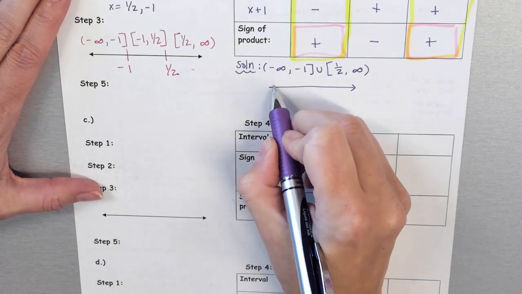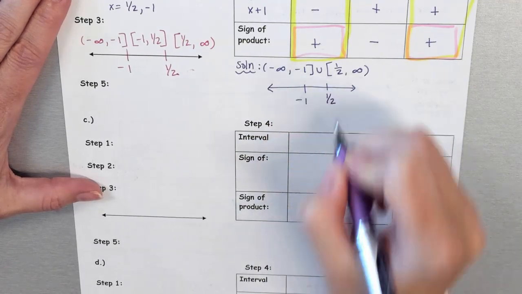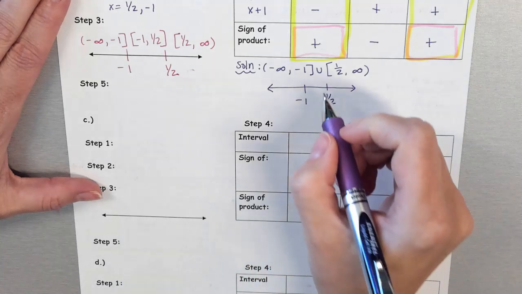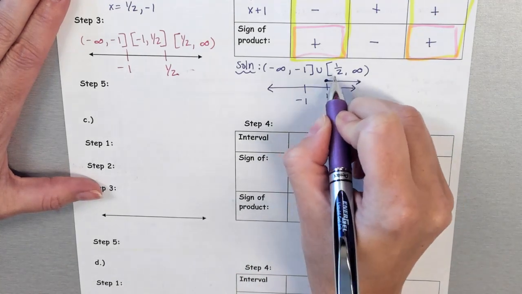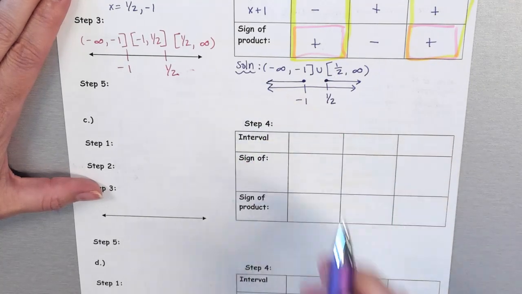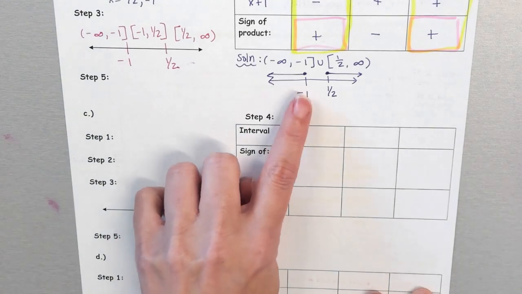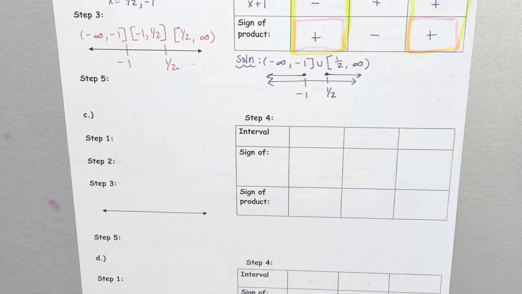And then like I said, with your number lines, I'm fine if you do this here. This time you're going to have a closed circle because you have the brackets, and a closed circle. So this is negative infinity to negative 1. This is 1/2 to positive infinity.